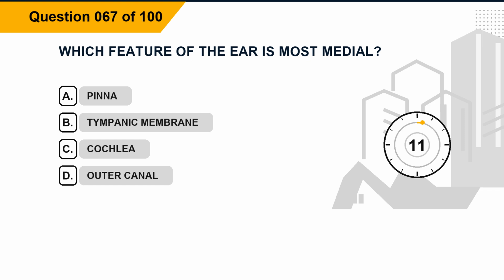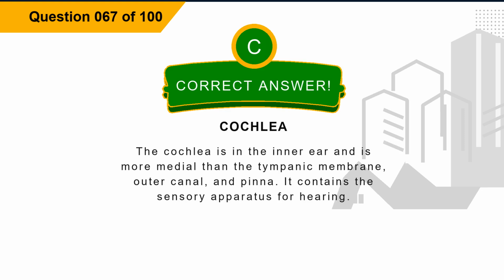Question 67. Which feature of the ear is most medial? Option A. Pinna. Option B. Tympanic membrane. Option C. Cochlea. Option D. Outer canal. The correct answer is option C.